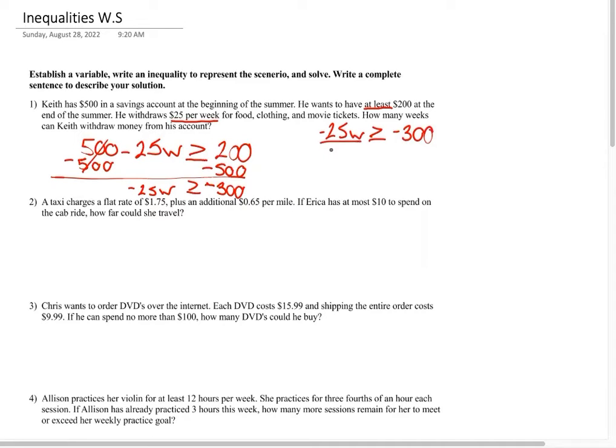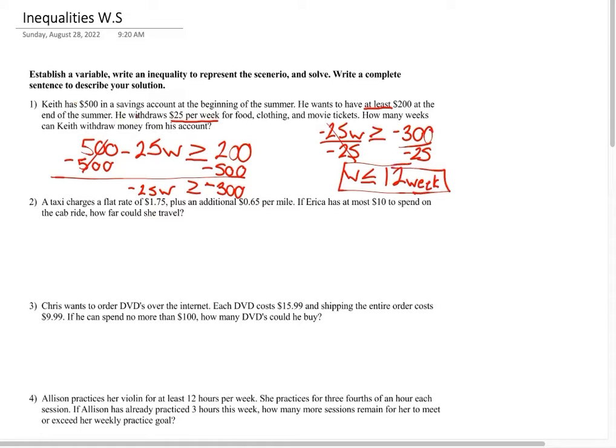And to get W by itself, we can divide by negative 25. Now, the important part here is that when we divide or multiply by a negative number, and we're dealing with these inequalities, the inequality flips. So instead of W being greater than or equal to this number, now W is less than or equal to whatever number we get here. Negative 300 divided by negative 25 is going to be 12. So that means that the most number of weeks that Keith can withdraw from his account is a total of 12 weeks.